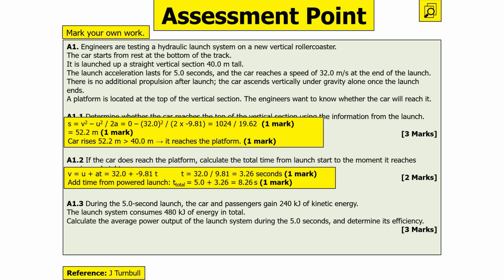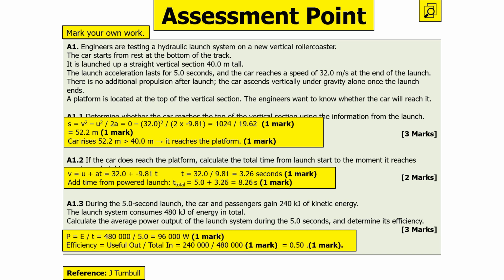So therefore t is equal to 3.26 seconds. So the time from the powered launch is 5 seconds, so therefore the total time is 8.26 seconds. Power is going to be the work done over the time: 480,000, because kilojoules into joules, over 5 is 96,000 watts. The useful output is going to be 240,000 joules. The total input of energy is 480,000, so therefore our efficiency is 50% or 0.50.